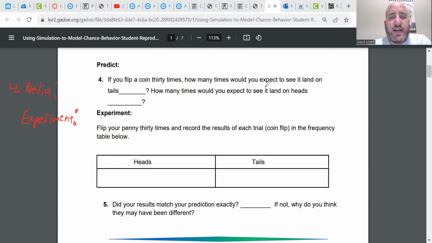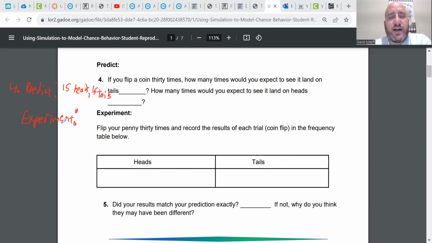If you flip a coin 30 times, how many times did you expect to see it land on tails? How many times did you expect to see it land on heads? Well, again, with the ideal 50-50 probability, if you flip a coin 30 times, you would expect 15 heads and 15 tails.